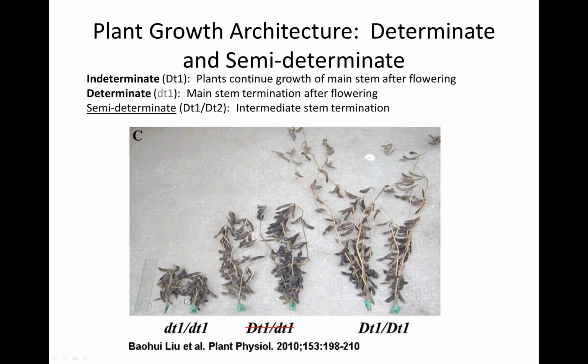This doesn't mean that the lines have to be short. That's just a characteristic of lines that flowered early and then stopped growth. We also have semi-determinate lines. Those are lines that in an indeterminate DT1 background have intermediate stem termination due to the DT2 gene.